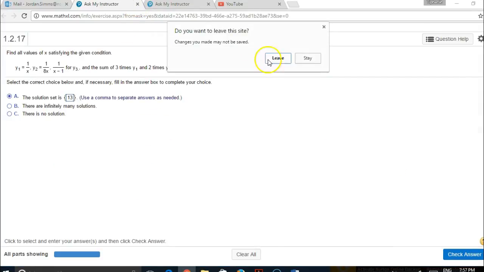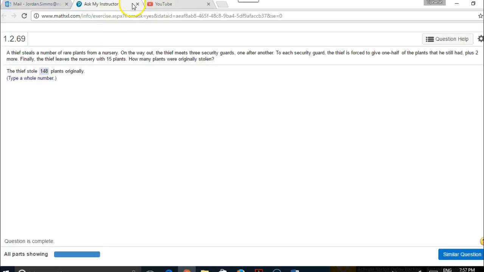Let's check out this one. This one's a very tricky one for sure. The thief steals a number of rare plants from a nursery. On the way out, the thief meets 3 security guards, one after another. To each guard, the thief is forced to give 1/2 of the plants that he still had, plus 2 more. Finally, the thief leaves the nursery with 15 plants. How many plants were originally stolen?